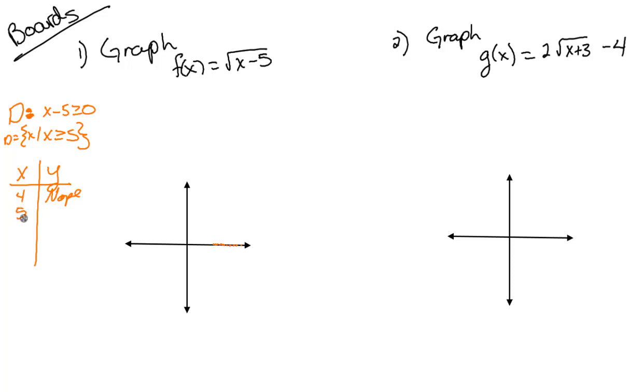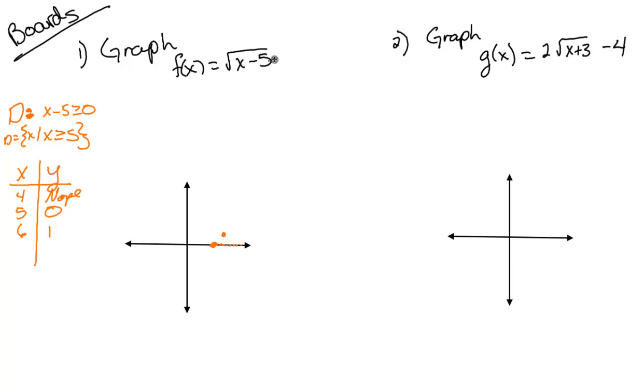So we stick in 5. That's the one we need. That's going to be the corner of our little arrow thing. 5 minus 5 is 0. Square root of 0 is 0. So (5, 0) is the point. Let's try 6. 6 minus 5 is 1. Square root of 1 is 1. Good. So (6, 1).